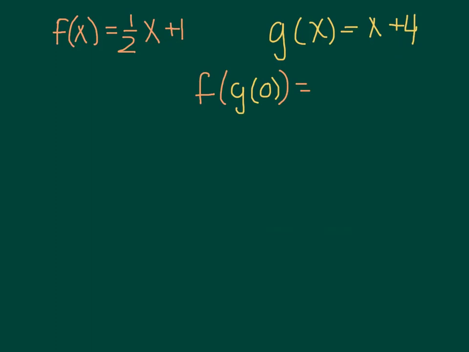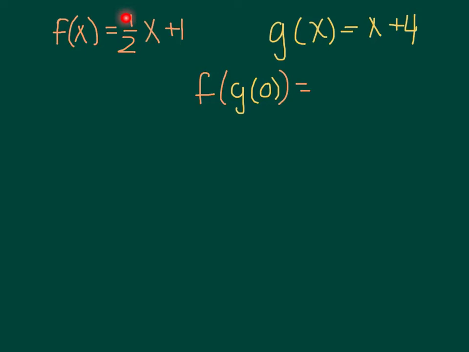Here we have two new functions. Now f of x equals 1/2 times x plus 1, and g of x equals x plus 4. And this time we're looking to find f of g of 0. And again, this means plug 0 into g, find the output, then use that output as the input into f. So let's see that in action again.